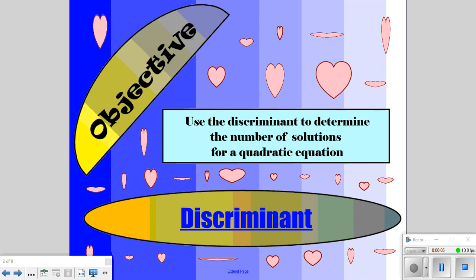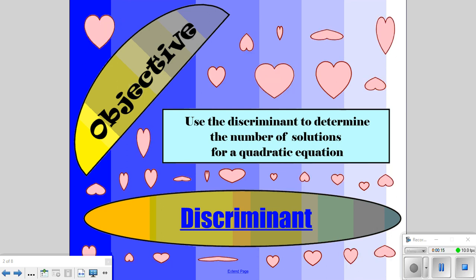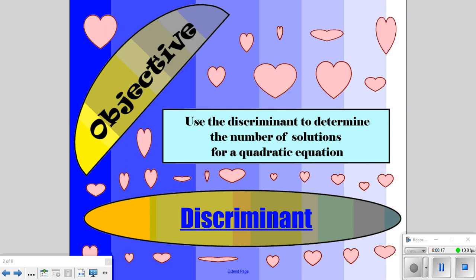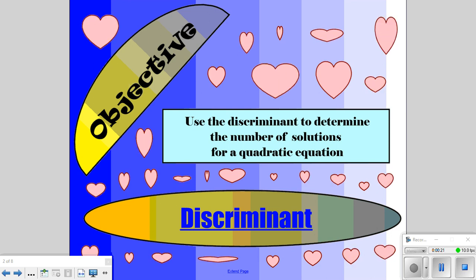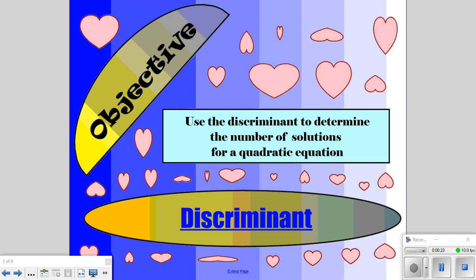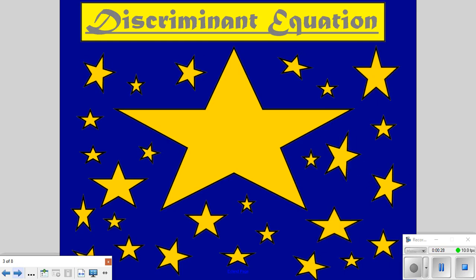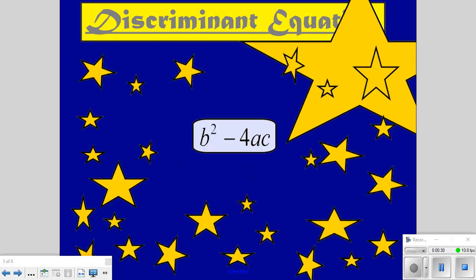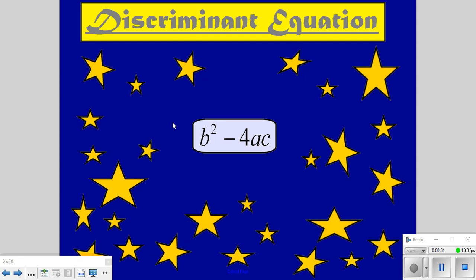Today we're going to be talking about using the discriminant to tell us how many solutions a quadratic equation has. That means figuring out how many times our graph crosses the x-axis. The discriminant can be used if you don't want to draw a graph or solve an entire equation out. You can just use the discriminant equation to help you. The discriminant equation is b squared minus 4ac.